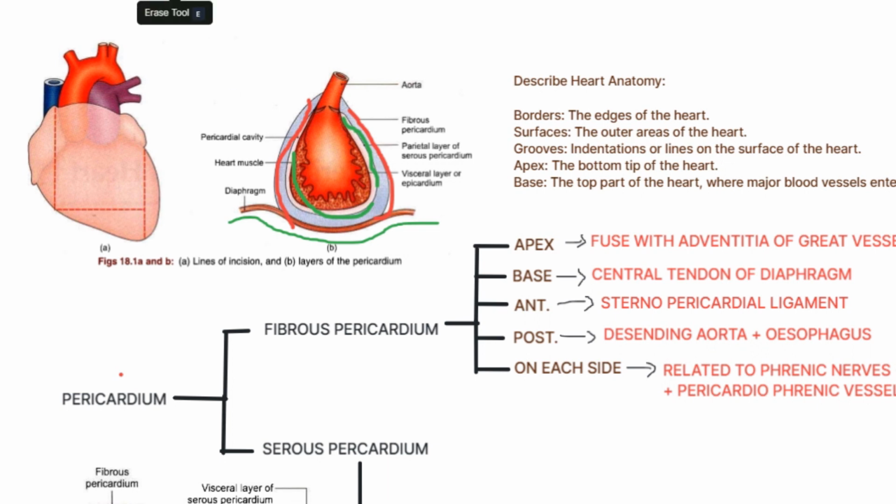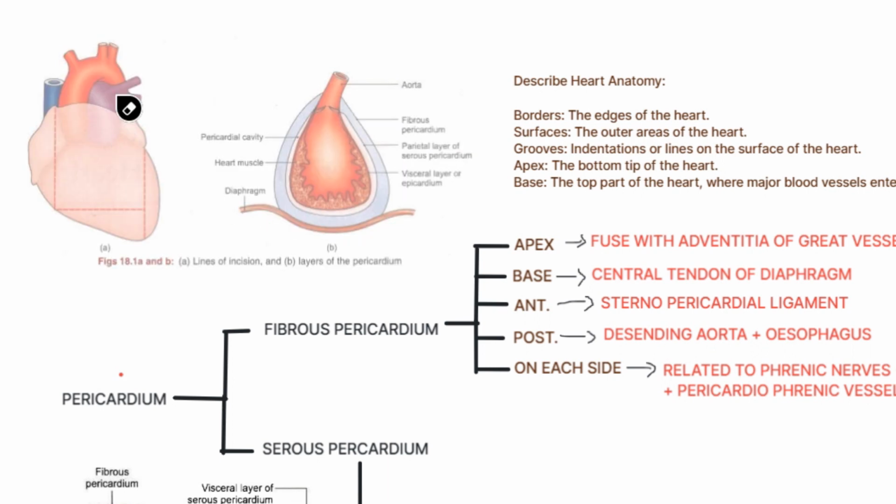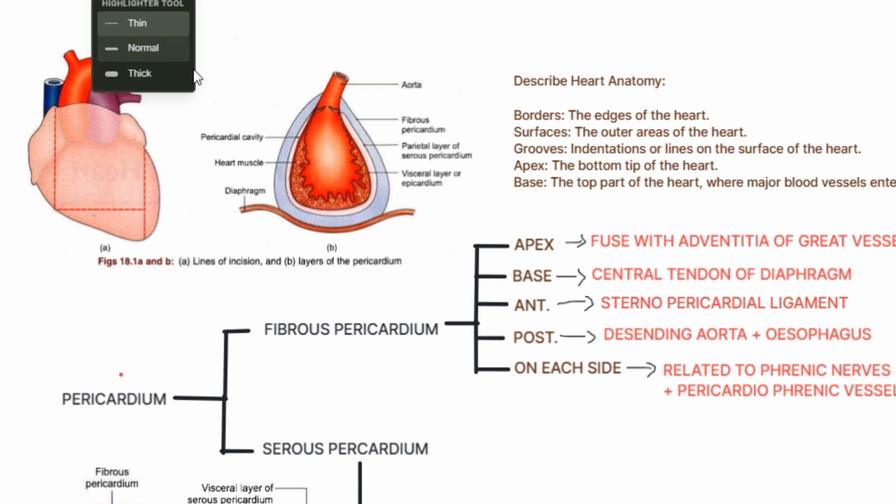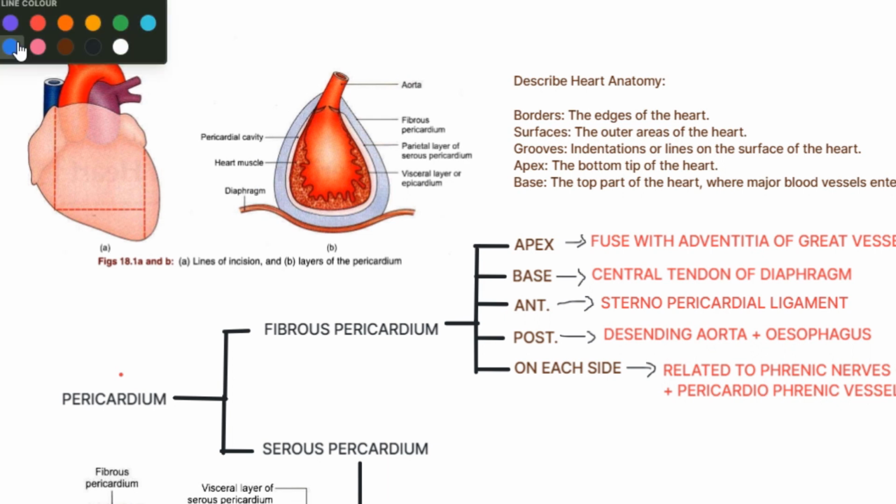So in this section you can see here, let's just erase these extra lines first. Okay, so this one here, this is your fibrous layer, the purple and light pink, right? And in this part, this cavity will enclose your heart. Then this is the diaphragm, and this diagram shows the layers of pericardium.